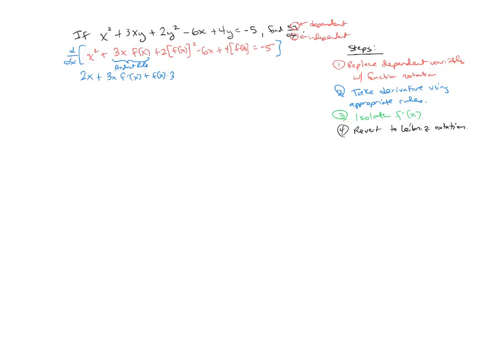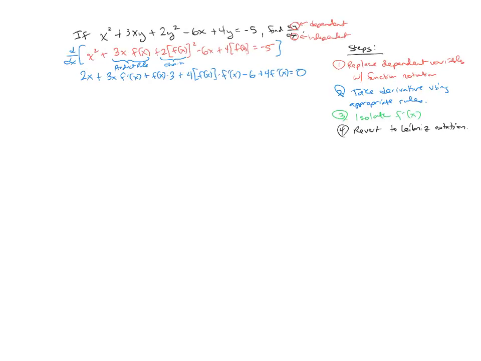And then, for this thing, I'd have to use the chain rule, where the outside function is 2x squared and the inside function is f of x. So if I took the derivative of that, and I'm not going to show all this work, it would come out as 4 times f of x to the first times f prime of x. The derivative of negative 6x is negative 6. The derivative of 4 times f of x is 4f prime, because that's the constant multiple rule. And the derivative of negative 5 is 0.